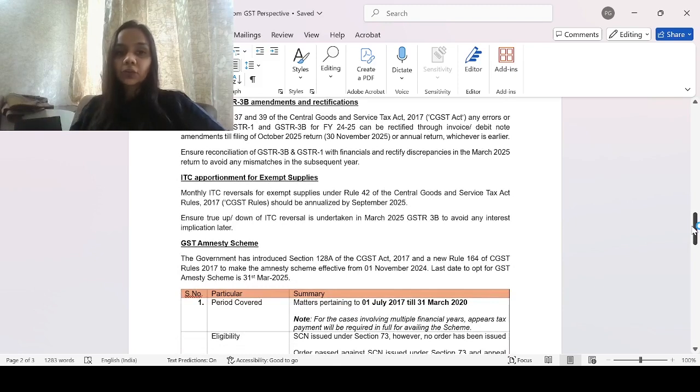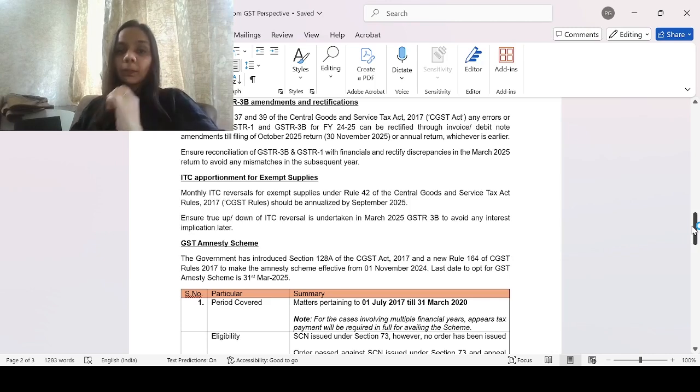Next one is the ITC apportionment for the exempt supply. Let us suppose we are engaged in the business of supplying goods or services that are exempt as well as taxable. Then at the end of the year, we have to segregate our input in the ratio of the exempt supply and the taxable supply. We have to compute the total exempt supply for the financial year, total taxable supply for the financial year, total input for the financial year, and segregate this input proportionally to the exempt supply. We have to reverse the input pertaining to the exempt supply in March itself.